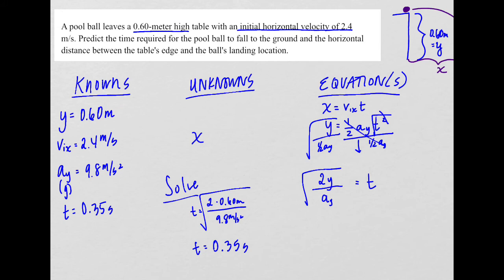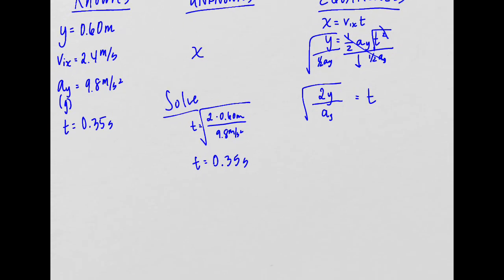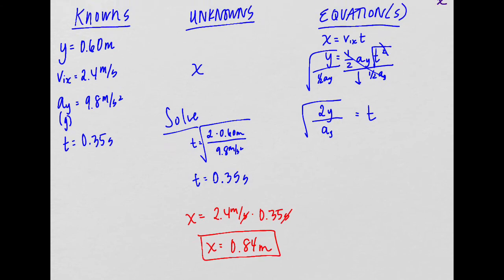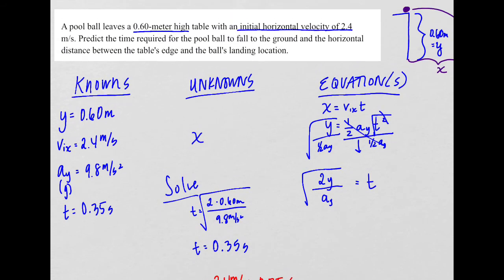All right, now we're ready to solve for x. I'll do that in red. So horizontal displacement, how far horizontally does the ball travel? We have VIX, which is 2.4 meters per second, times time, which is 0.35 seconds. And we get x is equal to 0.84 meters. There we go. That one was pretty straightforward. All right, let's do another example here.